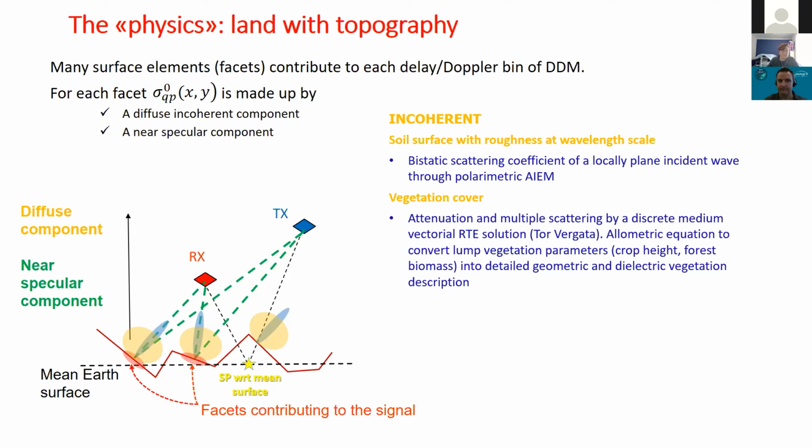There is also a contribution from vegetation, and the attenuation and multiple scattering from vegetation is simulated by means of the Vergata model, which is a model that follows the discrete scatterer approach to solve the radiative transfer equation. In the Vergata model, allometric equations are also taken into account to convert LAMP vegetation parameters into detailed geometric and dielectric vegetation description.